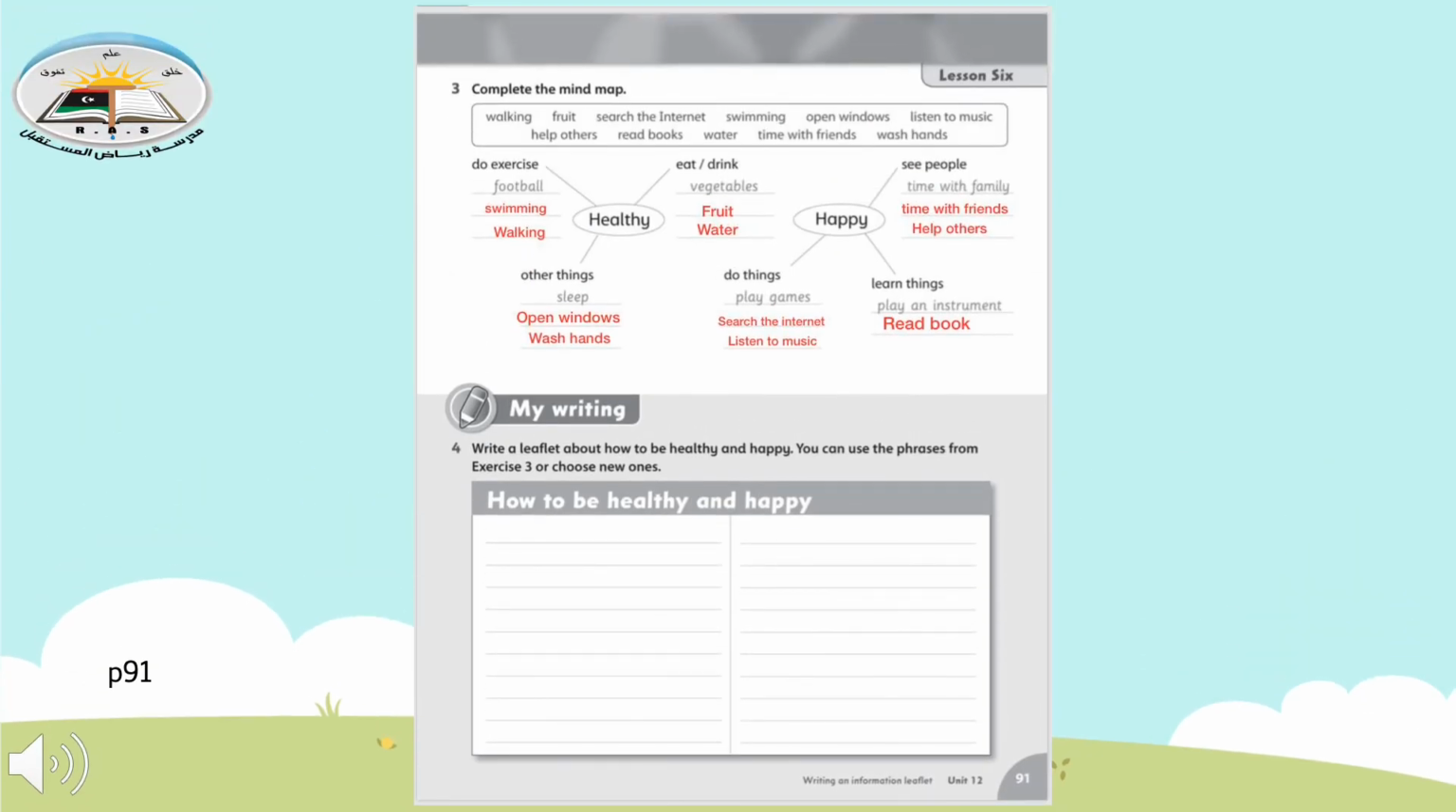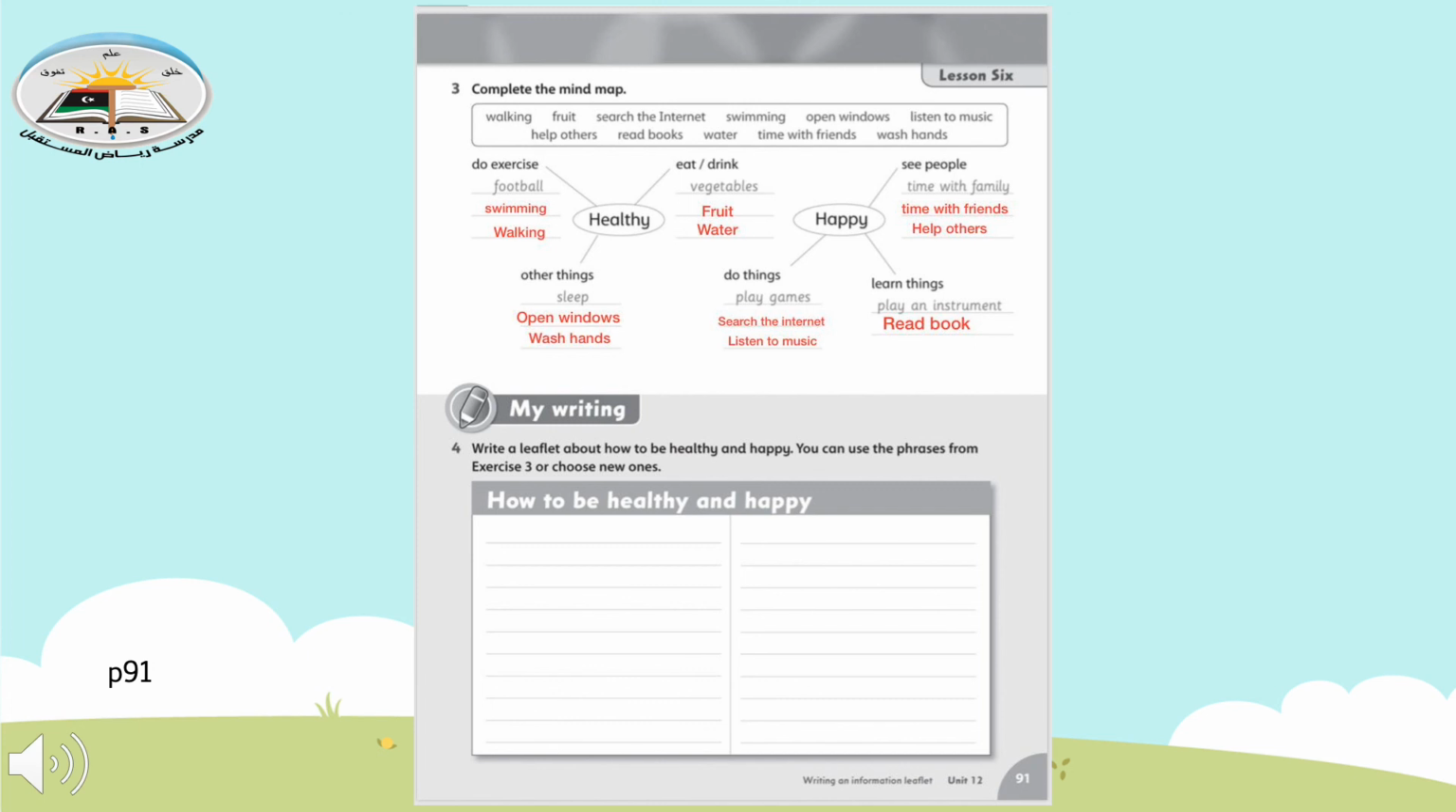Grade 4 Workbook Page 91, Lesson 6. Complete the mind map. So we have a map and we have words or phrases in the box. We need to finish the map that we have in front of us with the phrases in the box. We have the phrases walking, fruit, search the internet, swimming, open windows, listen to music, help others, read books, water, time with friends, wash hands. Okay, so we have a healthy map and a happy map.